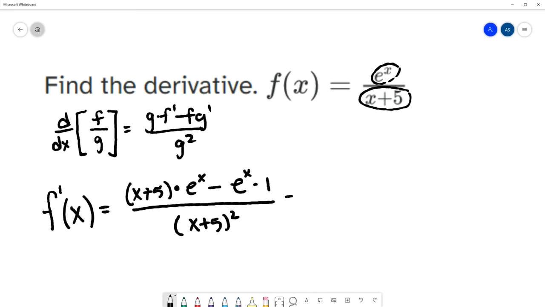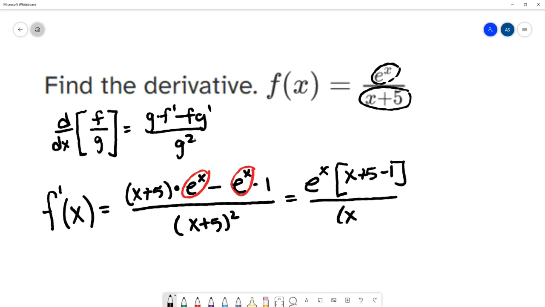I'm going to clean this up just a little bit. What I notice is that I have a common factor in the numerator. I can factor out that e to the x, and I'll be left with x plus 5 minus 1. And we can simplify that to be e to the x times x plus 4 over x plus 5 squared. So that gives us the derivative of e to the x over x plus 5 being e to the x times x plus 4 over x plus 5 squared.